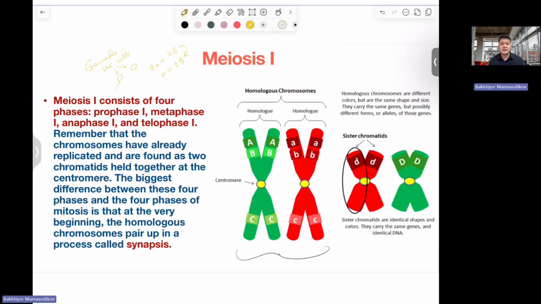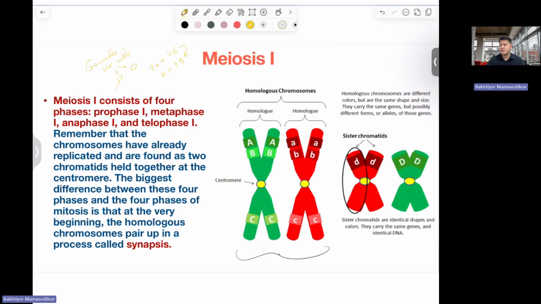The biggest difference between them is that in meiosis 1, the homologous chromosomes pair up. This never happens in mitosis. But in meiosis 1, the homologous chromosomes are going to pair up. Meiosis 1 has prophase 1, metaphase 1, anaphase 1, and telophase 1. Okay, this is the biggest difference.